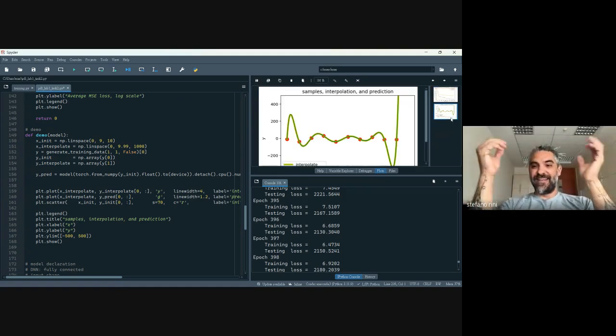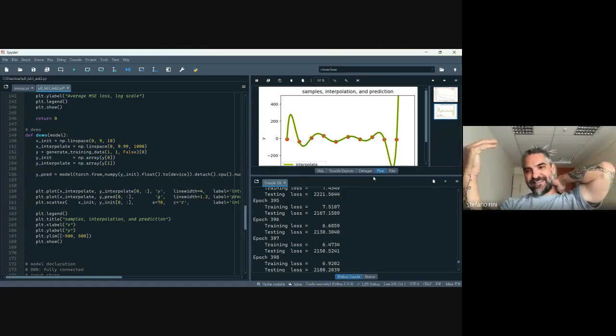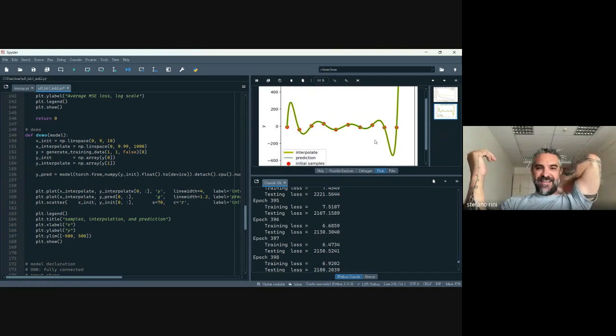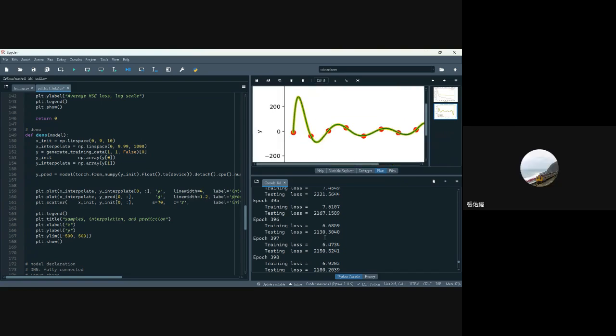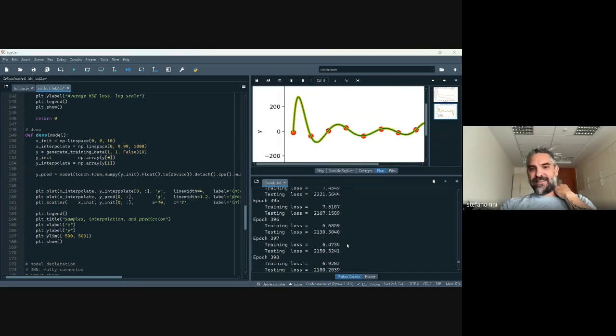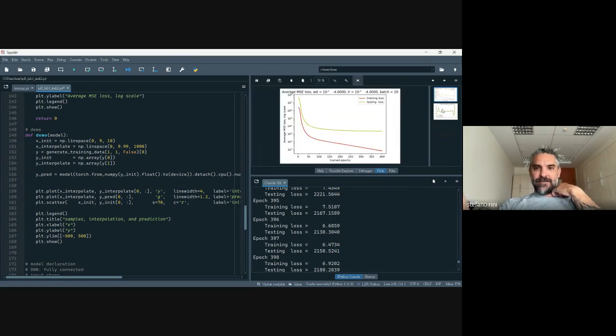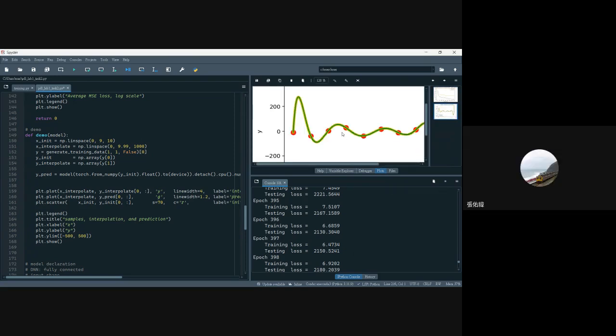But what do you mean? Yeah, so it doesn't overfit, but it doesn't even fit, right? Look at the difference between your training loss and your test loss, right? It's a factor of 1,000, right? So what happens there in your mind?